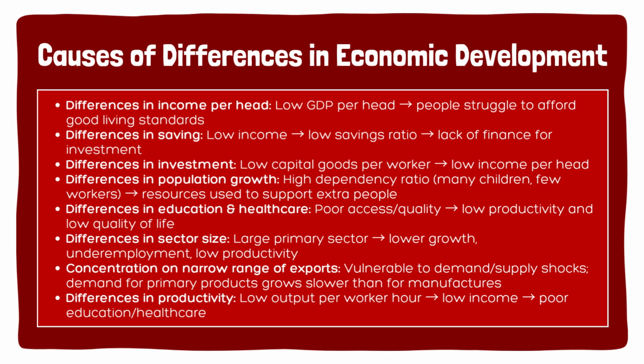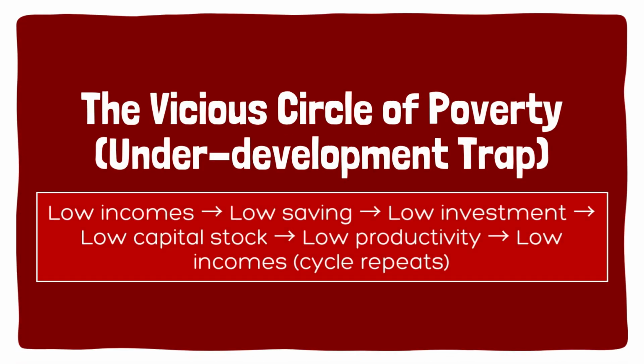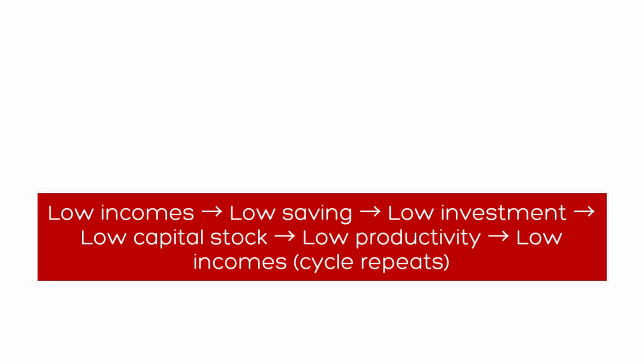Reliance on a narrow range of exports, especially primary products, makes countries vulnerable to price changes. Demand for these products grows slowly compared to manufactured goods. Low productivity further reduces income and development. These factors are connected and can create a vicious circle of poverty, where low income leads to low savings, low investment, and continued low productivity.